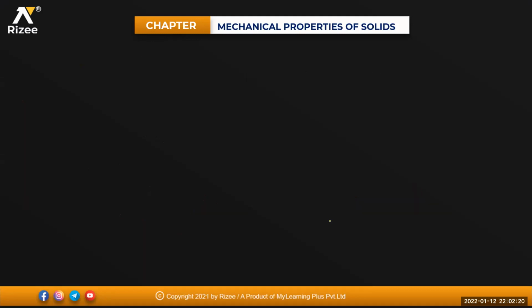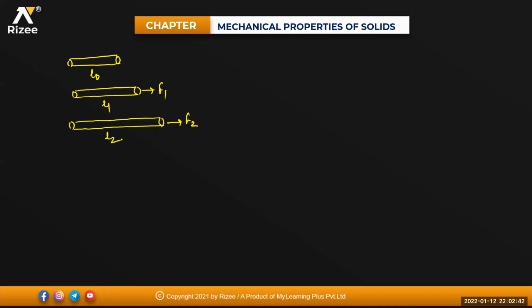L0. That means there is an initial length of the wire, beta, like this. This is L0. When I'm applying certain force, this has become L1, by force F1. Again, when I increase the force to F2, the extension is L2. What do you mean by that, beta? The elongation will be equal to L1 minus L0. From here to here, this will be equal to L2 minus L0. Got it?